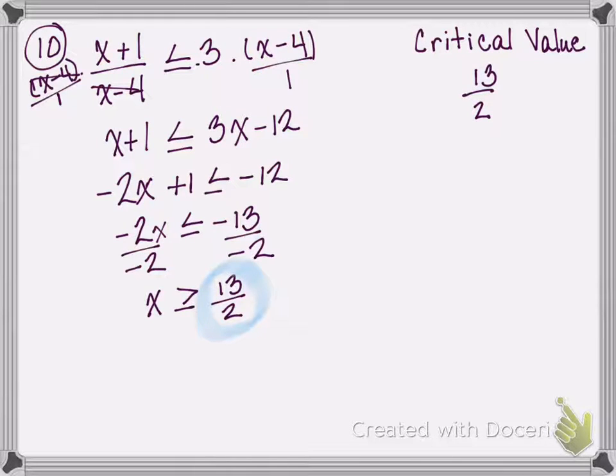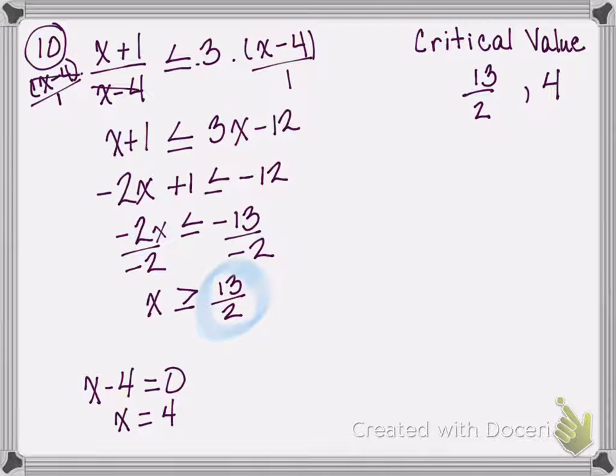The way that we determine our next critical value is we set our denominator equal to 0. So we have x minus 4. We cannot have 0 in the denominator, and when my x value is equal to positive 4, that gives me an undefined inequality. So x cannot be equal to 4. So our second critical value is 4. So what we have is 13 over 2, and then positive 4 as our critical values.